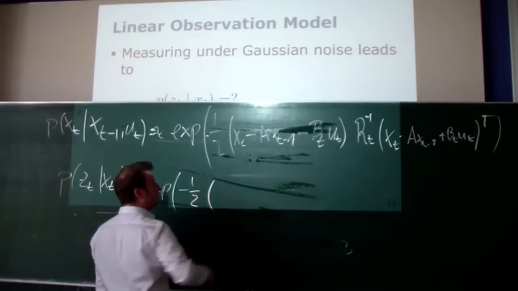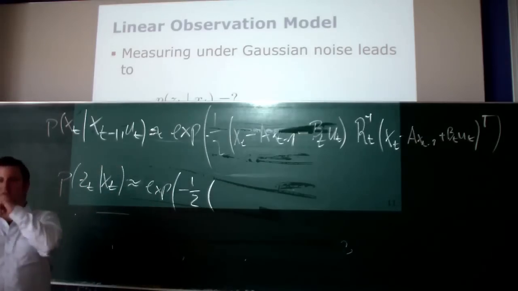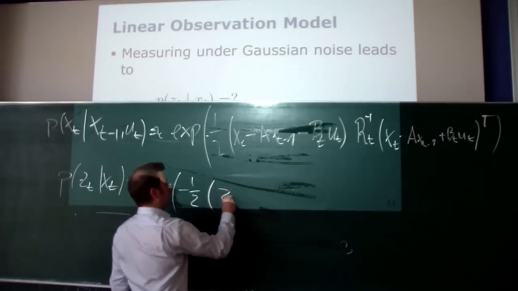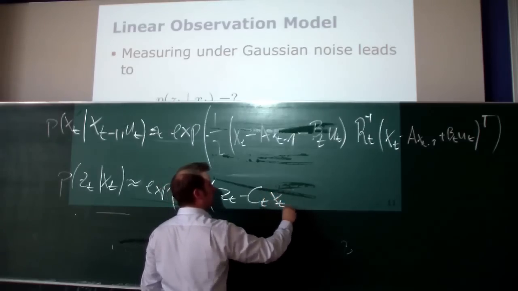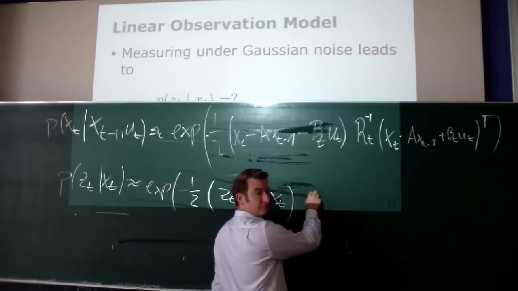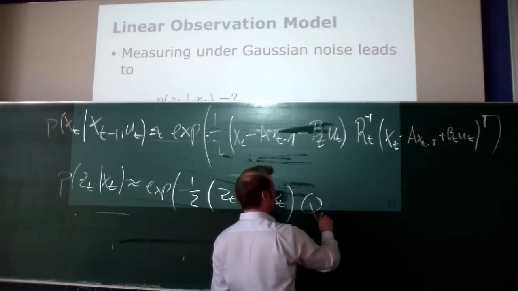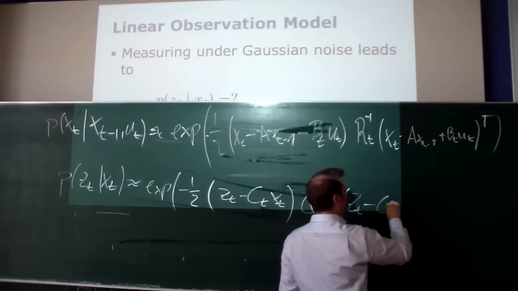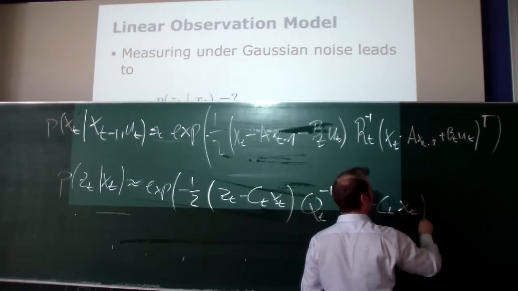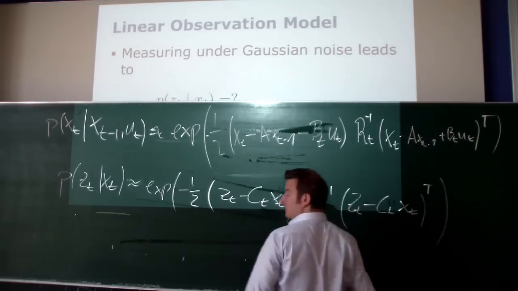Minus 0.5 times zt minus Ct xt. Yeah, Ct xt, times the noise term as the multiplier. Yeah, Qt to the power minus 1 and then the same term, zt minus Ct xt, transposed. That's it.